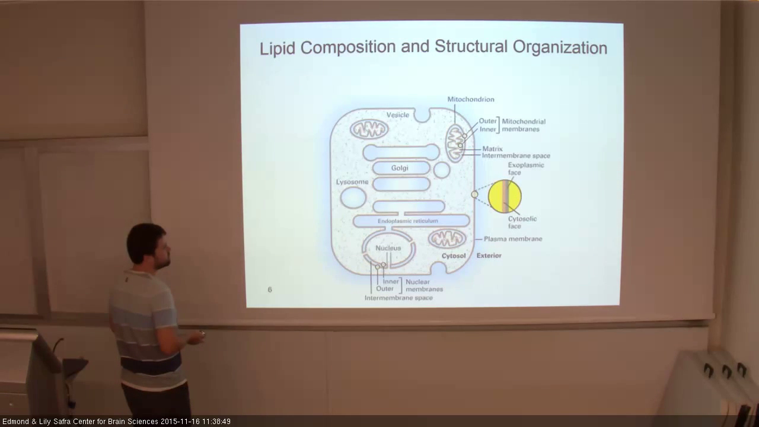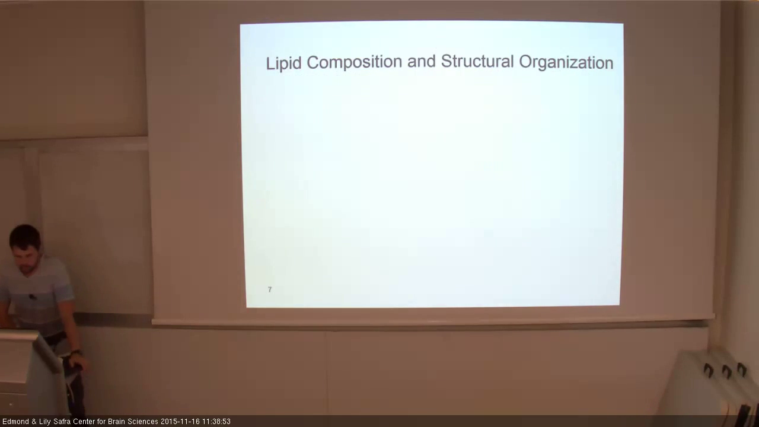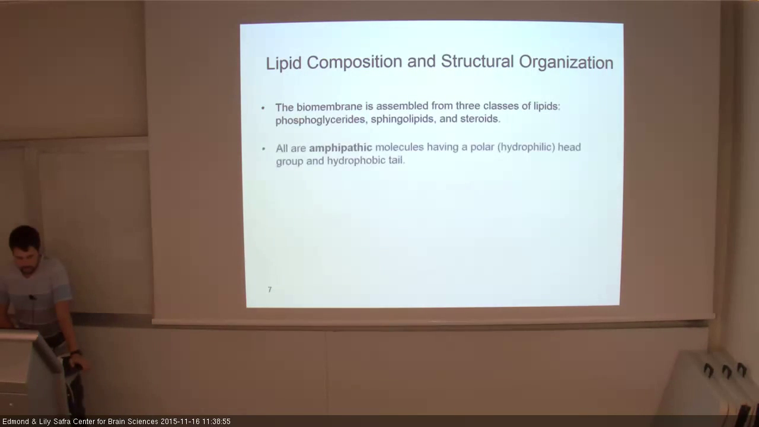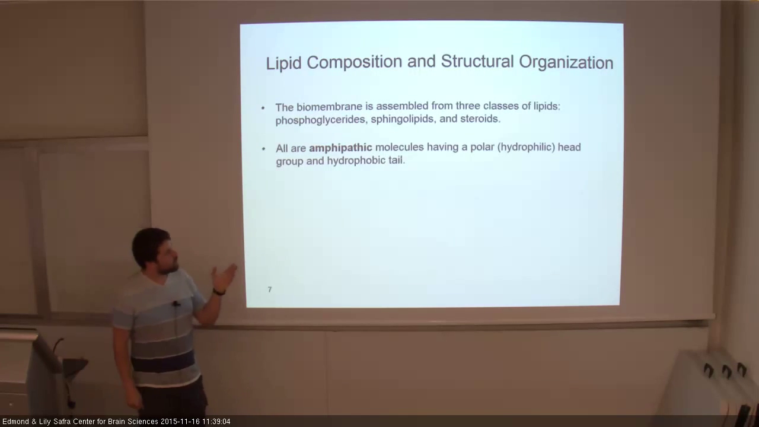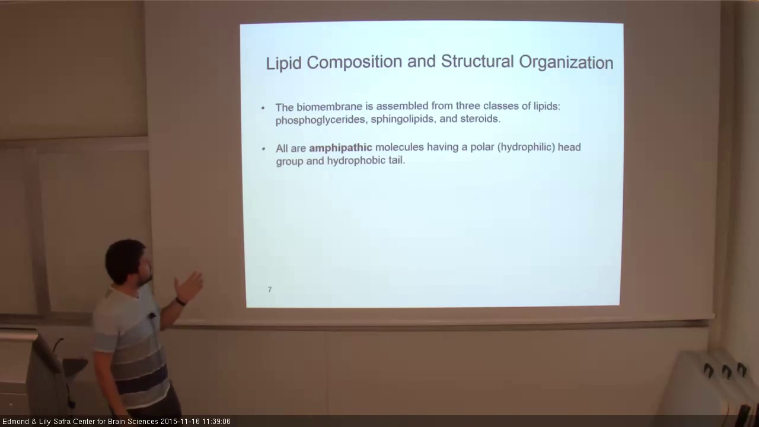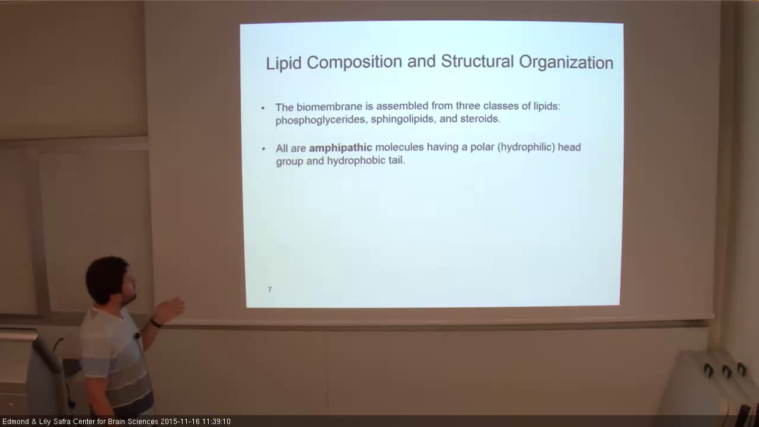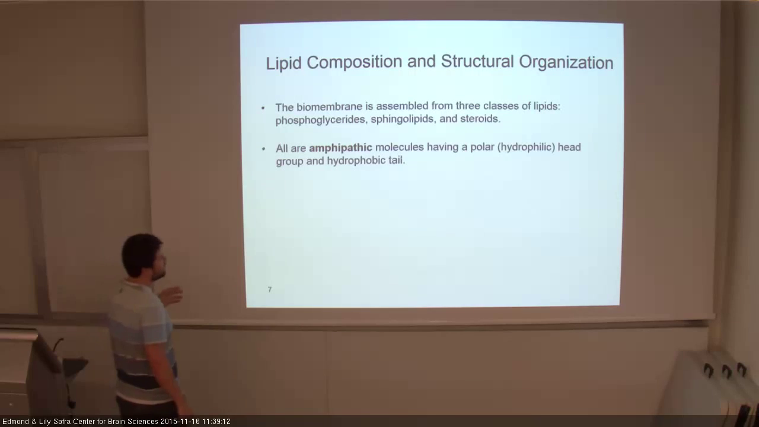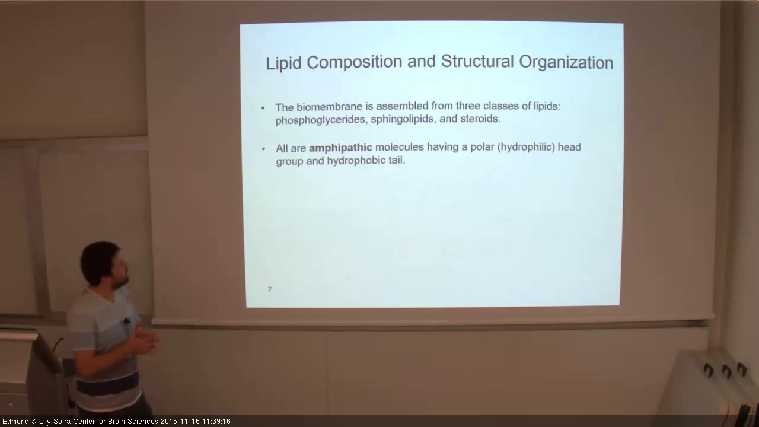And that's about it. So, as I said, biomembranes are assembled from three types of lipids, or in general, three types of molecules. You have the phosphoglycerides, the sphingolipids, and the steroids. All of these molecules are what we call amphipathic.